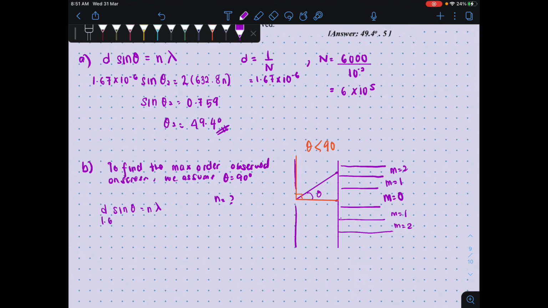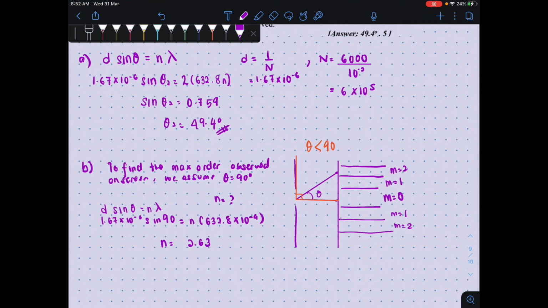Okay, so your d is 1.67 times 10 to the power negative 6. Sine, assume theta is 90, is equals to n, lambda is 632.8 nanometer. Okay, so you're going to press the calculator now. You will end up with your n here is equals to 2.63.